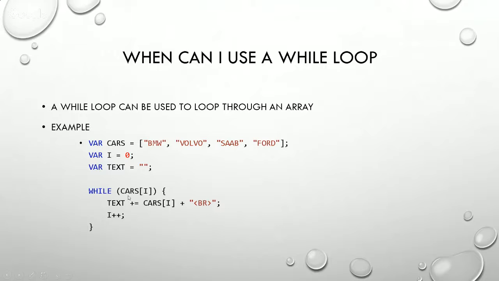So while i is less than the length of the cars array, then your text is going to be equal to the cars array element plus a break statement to make everything go in a line, and then we're going to increment i. We're going to run through the entire array. So the output of the entire array is BMW, Volvo, Saab, and Ford. So we don't know what's all in there or how much is in it.